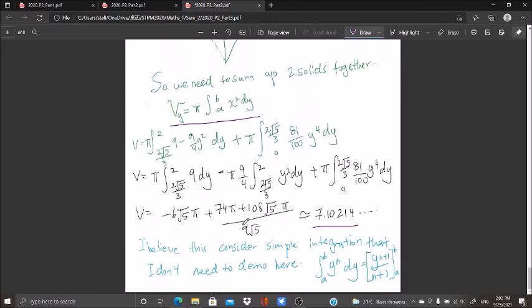So I believe the integration of these terms is very easy. It is the basic of integration, so I don't need to demo it here. So finally you will obtain these terms.